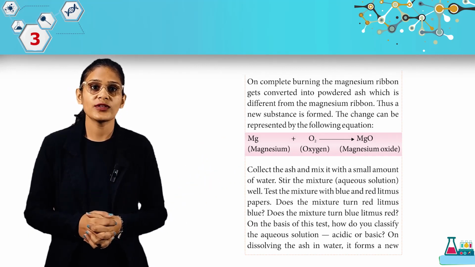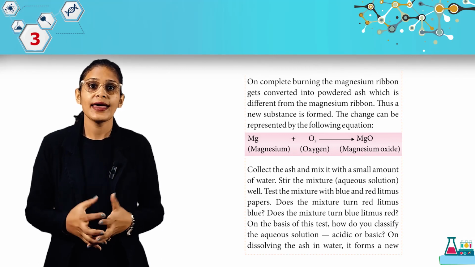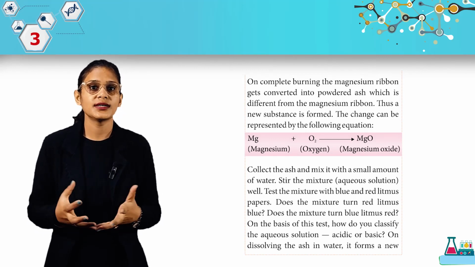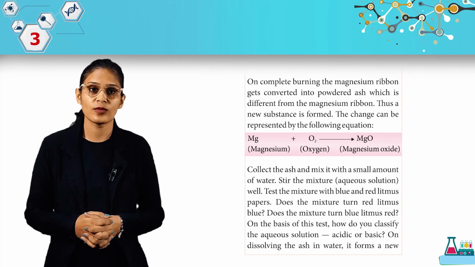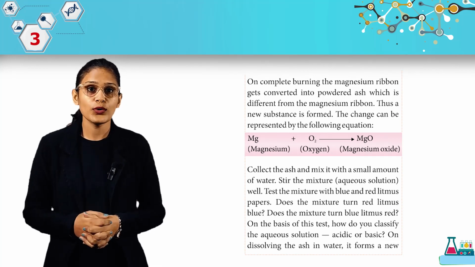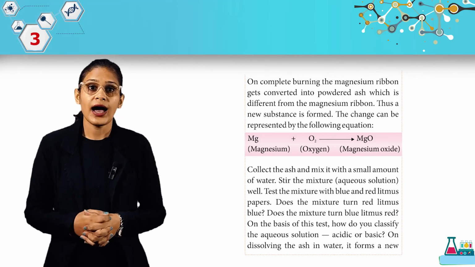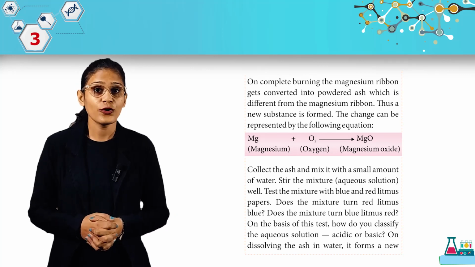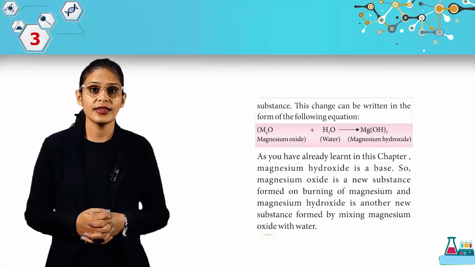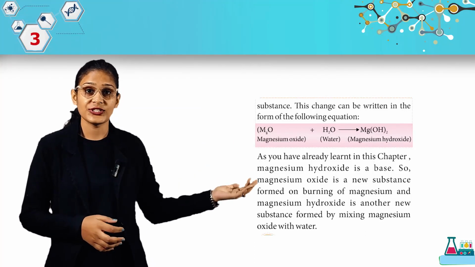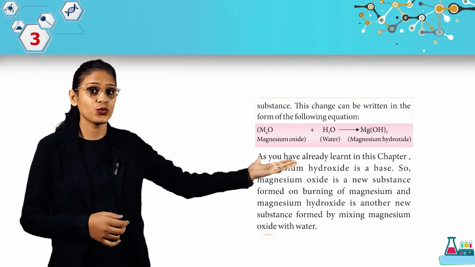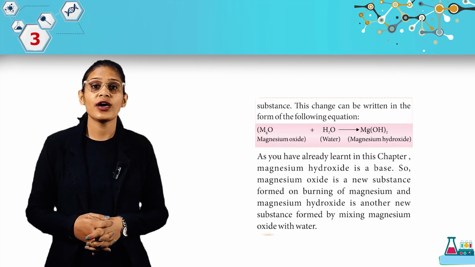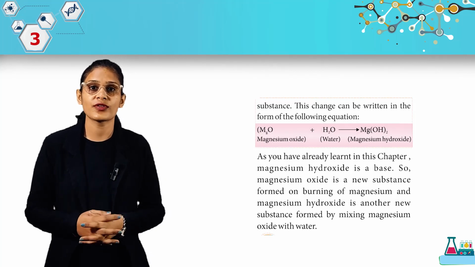Collect the ash and mix it with a small amount of water. Stir the mixture, aqueous solution, well. Test the mixture with the blue and red litmus paper. Does the mixture turn red litmus blue? Does the mixture turn blue litmus red? On the basis of this test, how do you classify the aqueous solution, acidic or basic? On dissolving the ash in water, it forms a new substance. This change can be written in the form of the following equation: magnesium oxide MgO plus H2O water. After reaction, Mg(OH)2, magnesium hydroxide. As you have already learned in this chapter, magnesium hydroxide is a base.